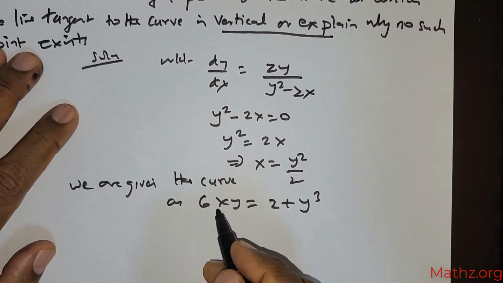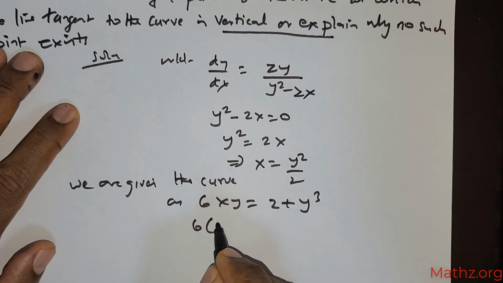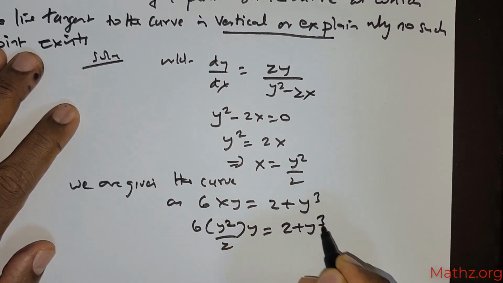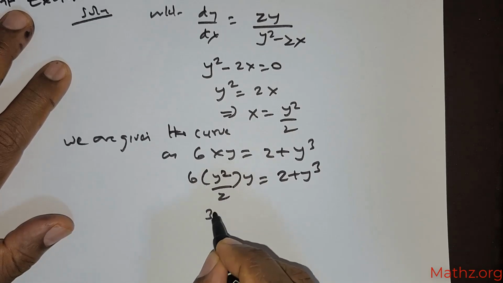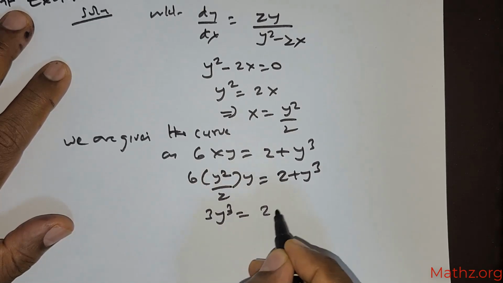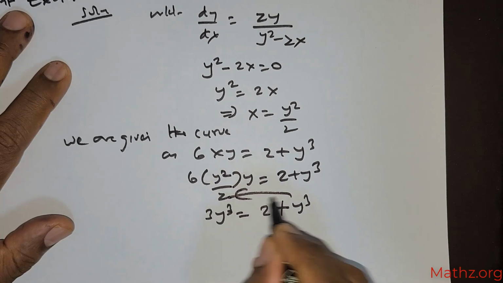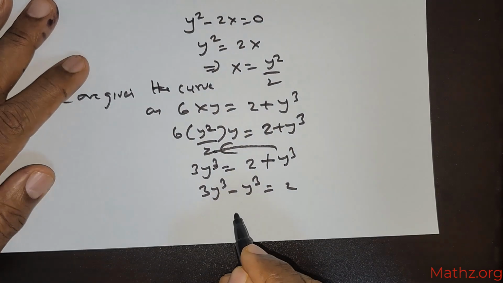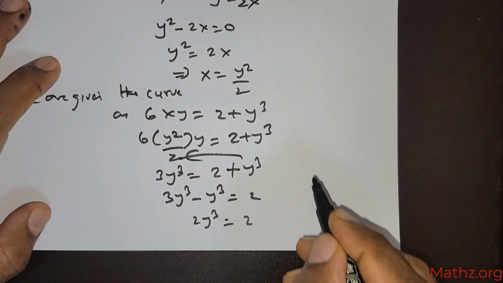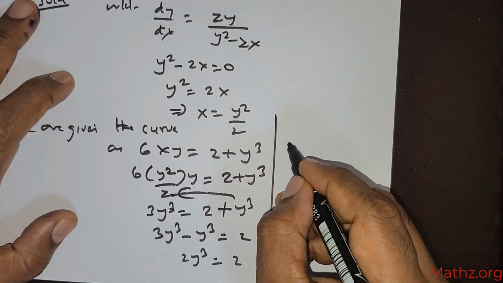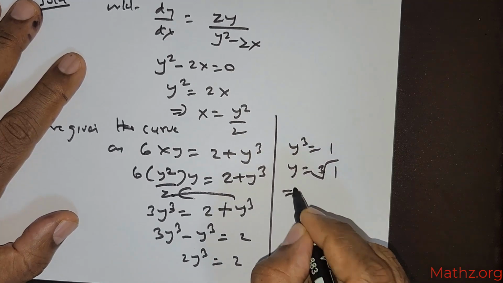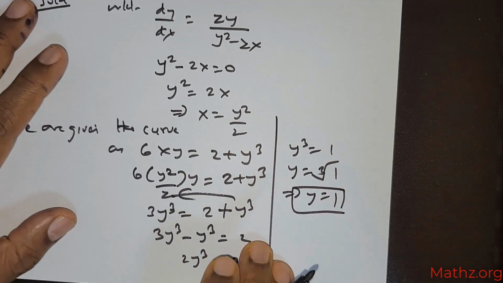So substitute the value of x. So this is 6 times y squared over 2 times y is equal to 2 positive y cubed. This is 3 times y cubed is equal to 2 positive y cubed. Move this to the other side, you get 3y cubed negative y cubed is equal to 2. So 2y cubed is equal to 2. So y cubed is equal to 1. So y is equal to third root of 1, which means y is equal to 1.